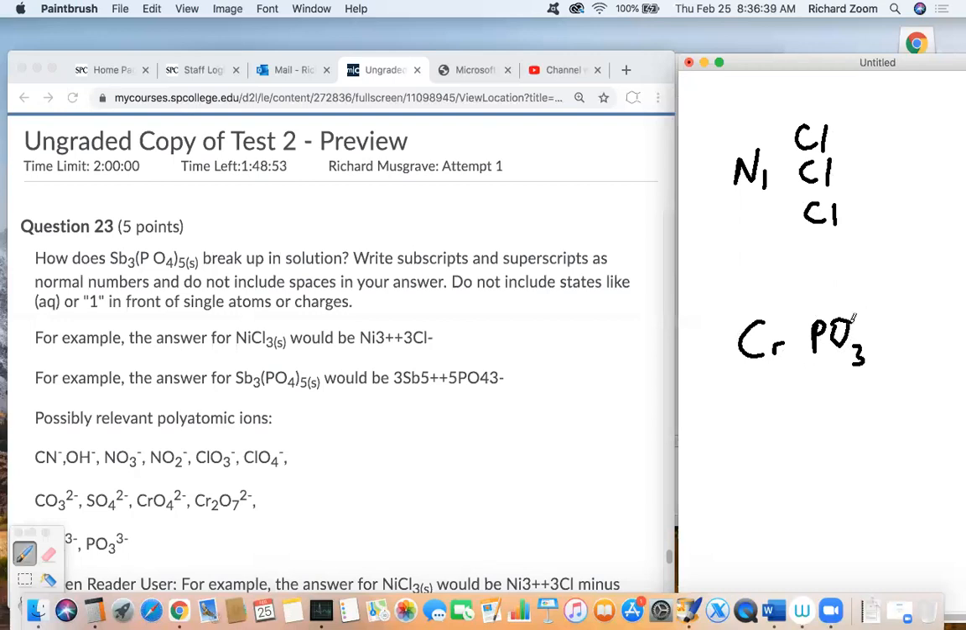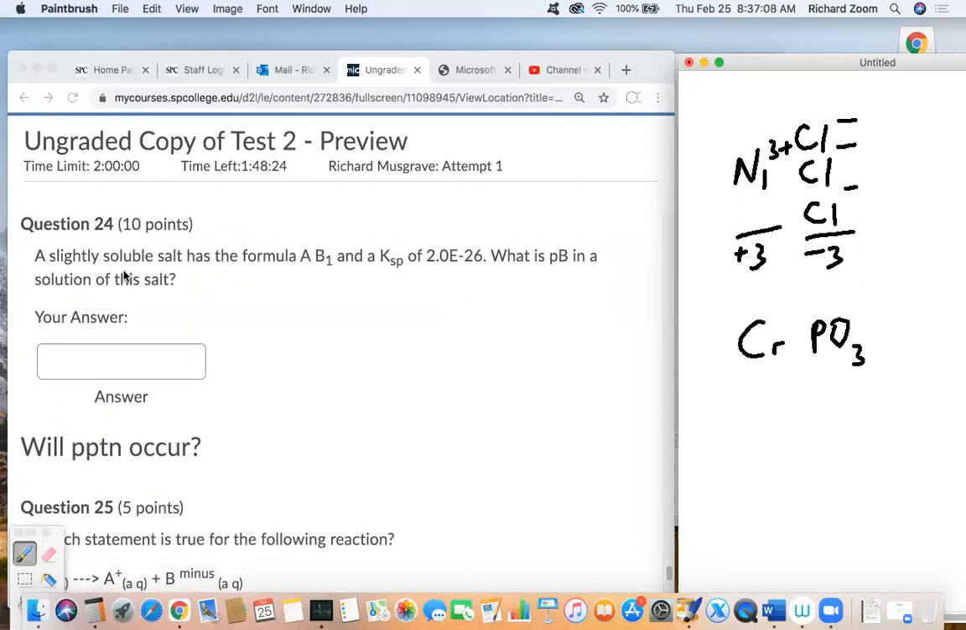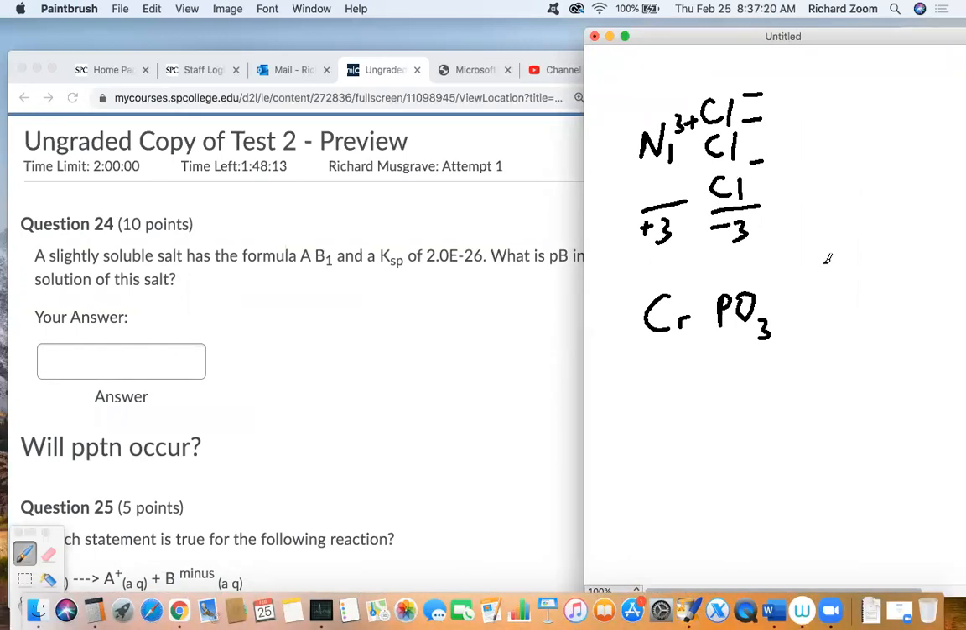Anybody tell me? Because PO3 is a polyatomic ion. Right, and Cl is not. That's why we know there's 3 of them. Does anybody have any questions? Okay. So you'll do those questions. Now the next one here is a slightly soluble salt, has the formula AB1, and the Ksp is 2.0 times 10 to the negative 26. So I'm going to go ahead and do this example.